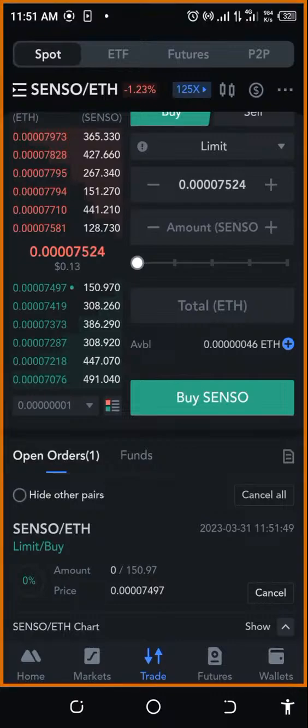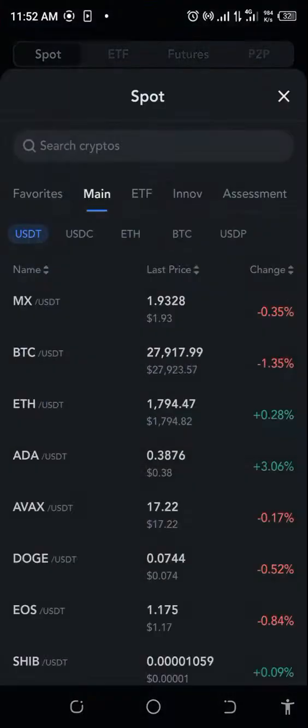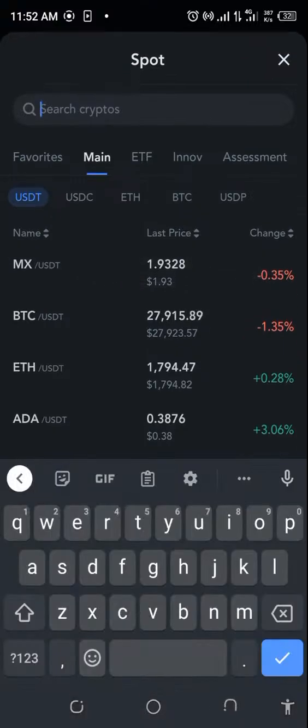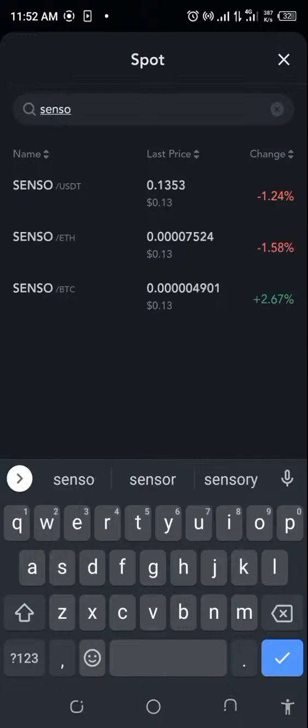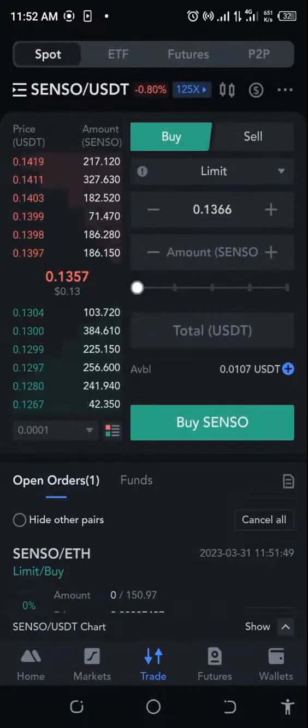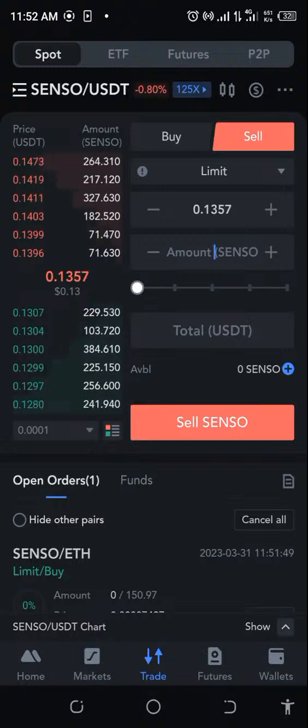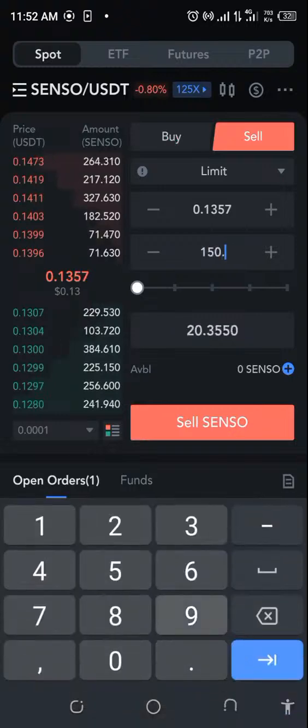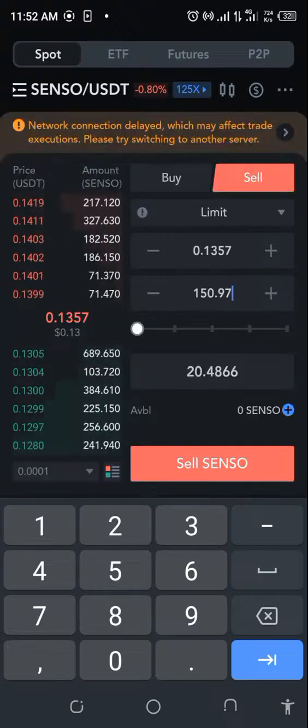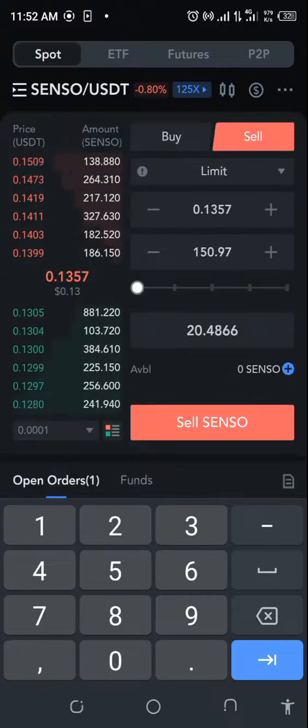150.97. Okay, let's quickly go and see if we sell this to Senso USDT, how much we're going to make. That was 150.97. We're going to make 20.48. Yikes. Nothing really interesting, but anyways, it's still profit. At least we started out with 20.32, so it's still profit.